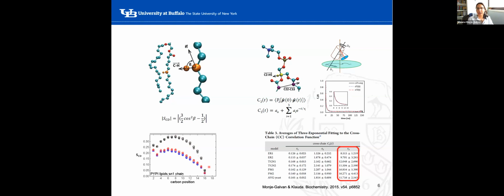When you have more cholesterol in a bilayer, your lipid tails are more parallelly aligned to one another, they are tightly packed, and the membrane becomes thicker or bulkier. So that's known as the condensation effect.